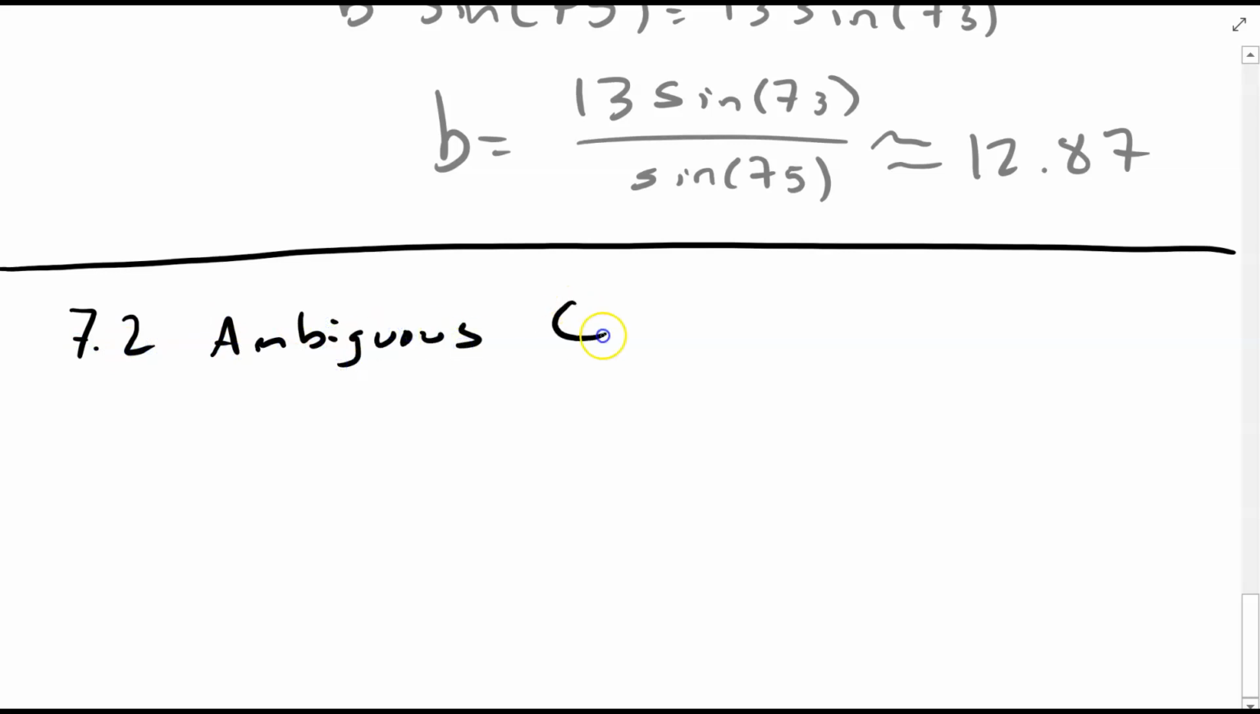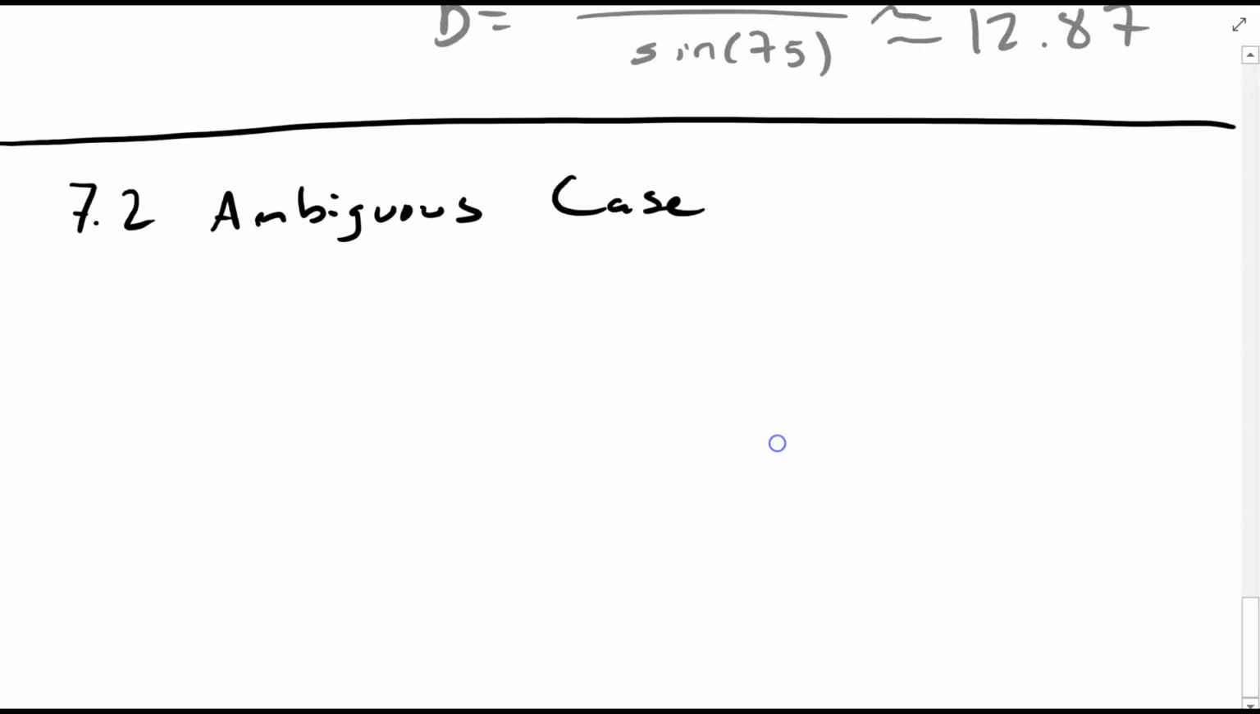All right. So, by and large, Chapter 7 is very straightforward, and there's not a whole lot of tricky things going on here. This is the one tricky topic in Chapter 7. This is by far the hardest topic in Chapter 7, because there is a certain situation in which a couple of different things could happen. So this is the ambiguous case is what we're talking about.